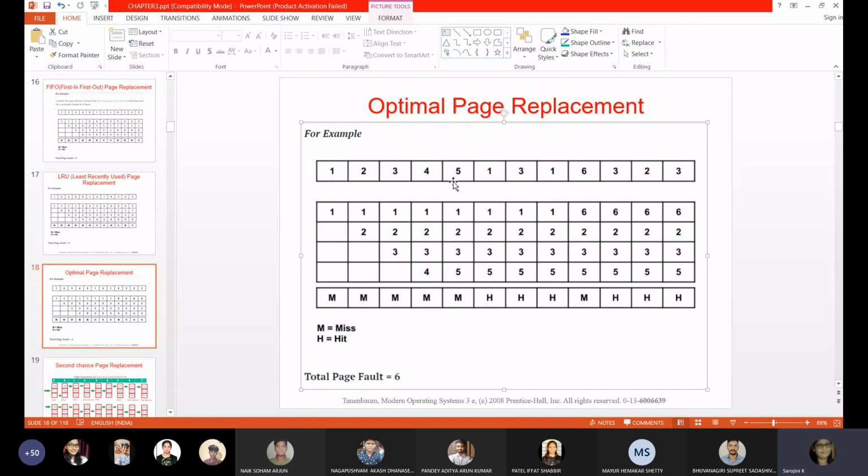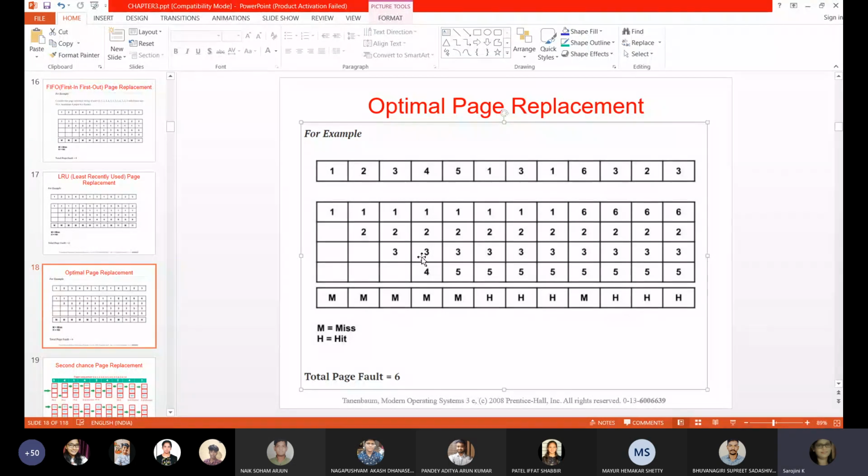Look here: 1 is referred here in the future, 2 is referred here, 3 is referred here, but page number 4 is not referred at all. That means it is not going to come in future. Page number 4 will not come in future, so that page will be removed. Remember, page number 4 will be removed.